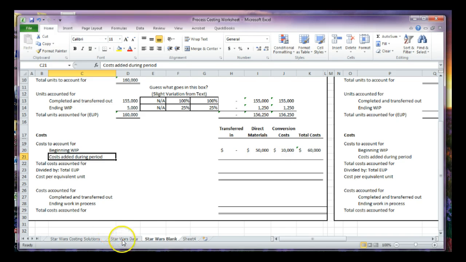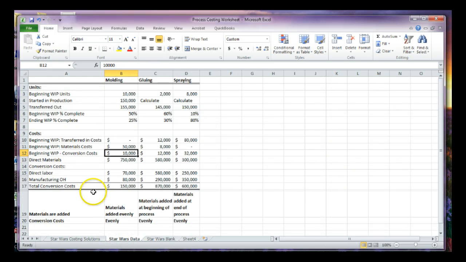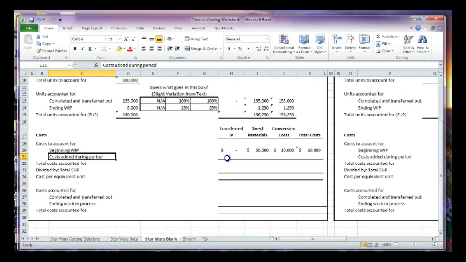Your costs added during the period. You're going to come right down here. There's your direct materials. And then here's your conversion costs. Your conversion costs are just these added up. So we've got 750 in materials, 150 in conversion, 0 still there.